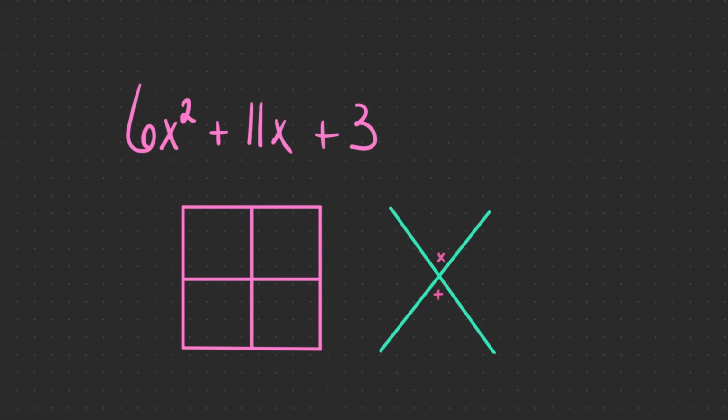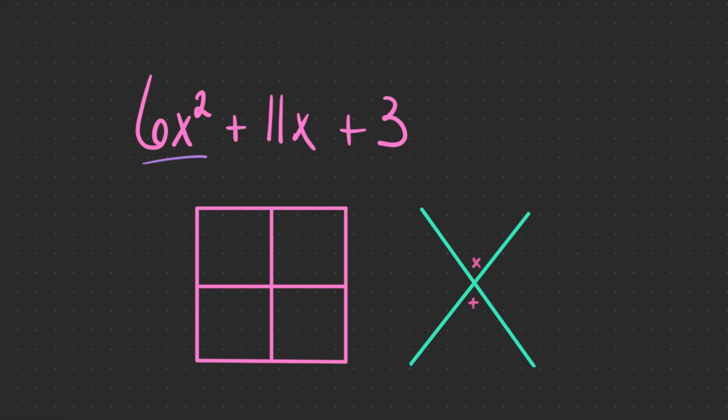So you will see that I already have two things drawn on my screen here. I have a 2x2 box, and I also have an x drawn. I'm going to place the first term, 6x squared, in the first box, and I'm going to place the last term, which is 3, in the bottom right box.